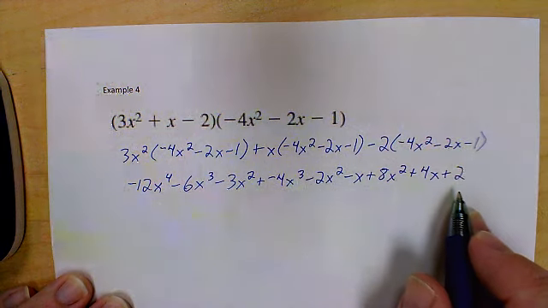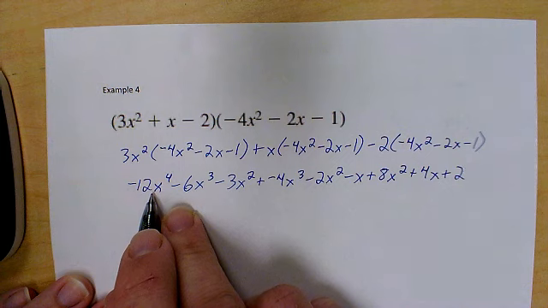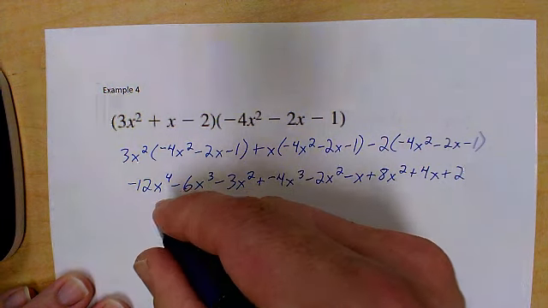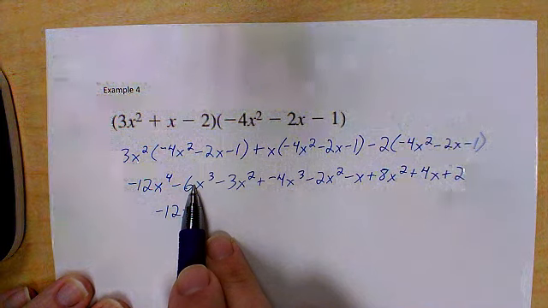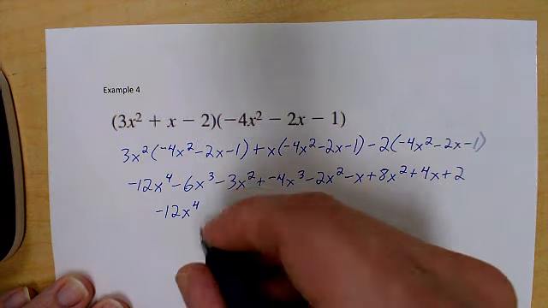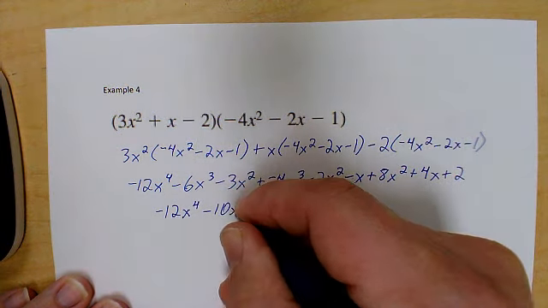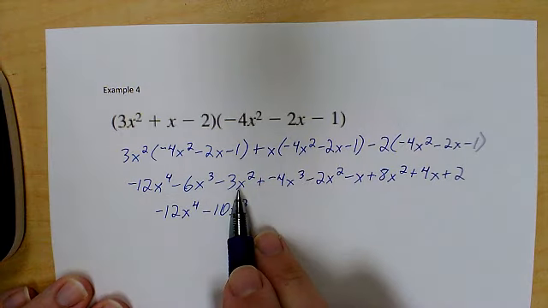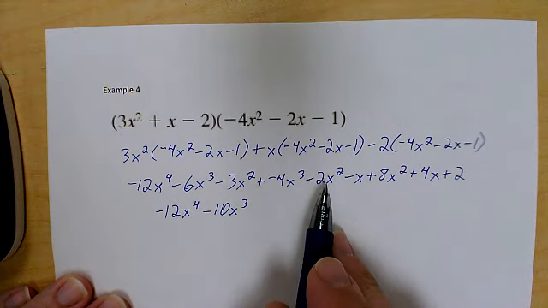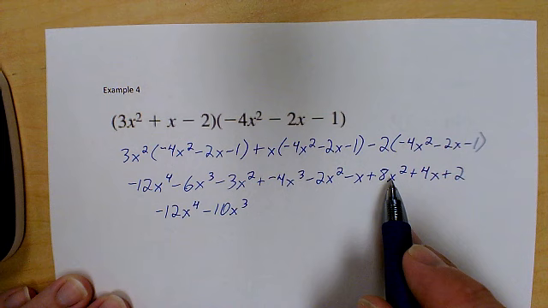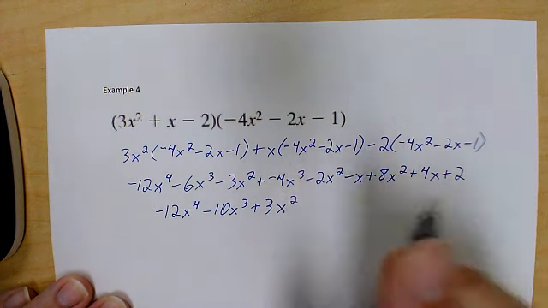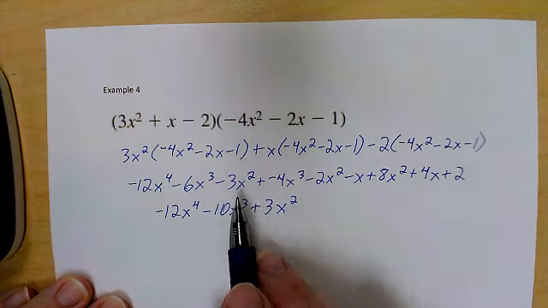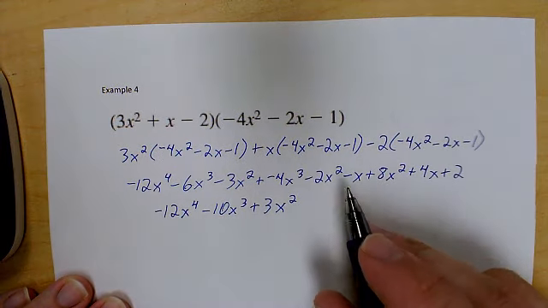Now I've got a lot of like terms to combine. There is nothing to the fourth power except for this leading coefficient that I already have here, so I'm just going to leave it. I do have negative 6x cubed minus 4x cubed. That's going to make for minus 10x cubed. I do have three terms that are squared. Negative 3x squared minus 2x squared plus 8x squared. That's going to make for positive 3x squared, combining the coefficients there. Negative 3 minus 2 plus 8.